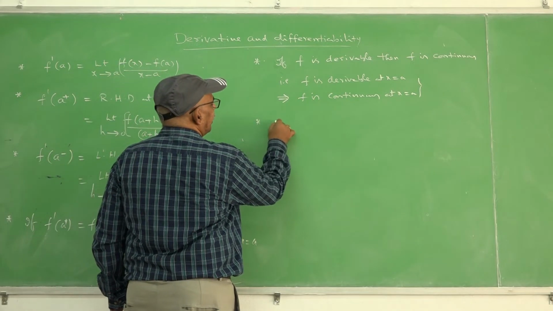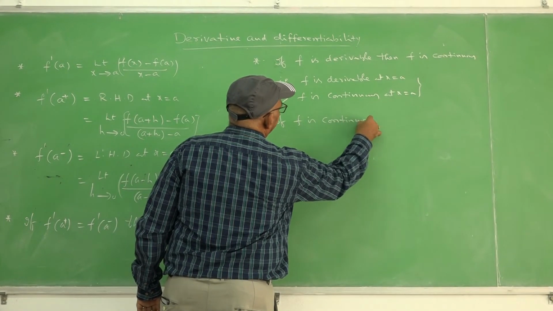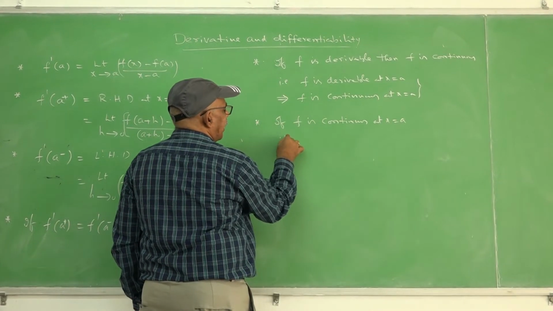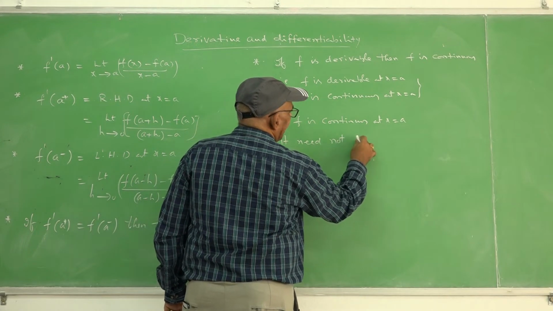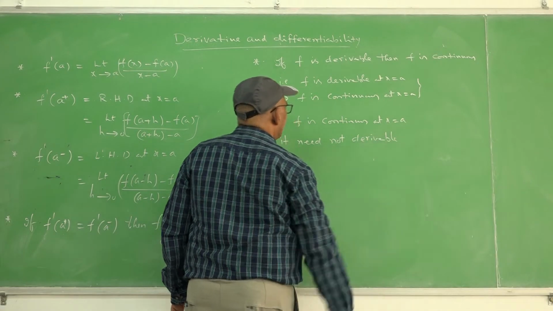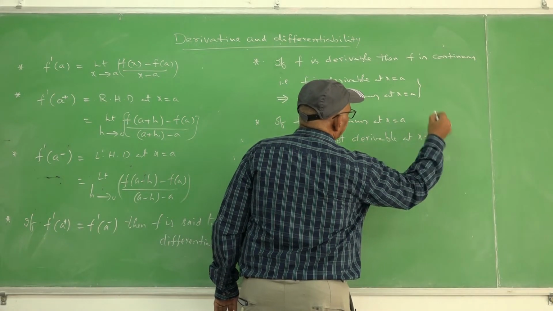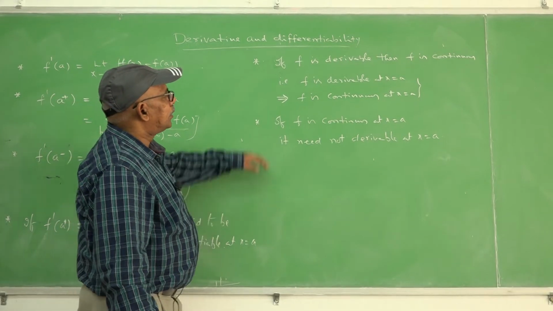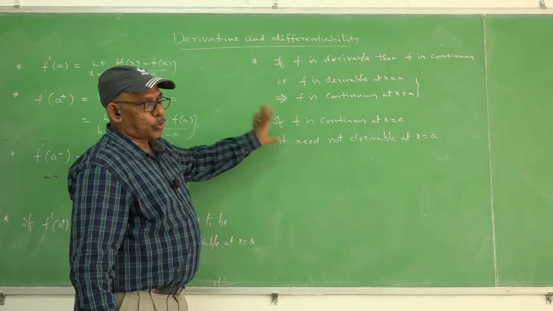So, if f is continuous at x equal to a, it need not be derivable at x equal to a. Either it may be derivable or may not be derivable at x equal to a. That means the converse of this statement is not true.